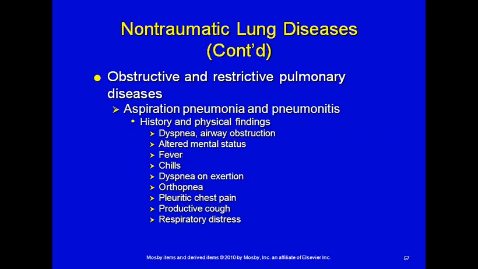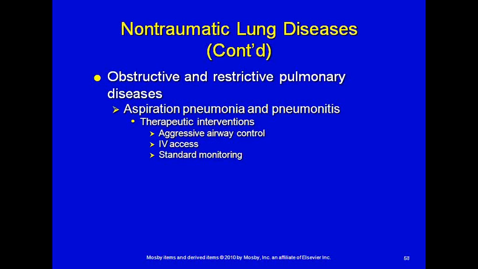The history and physical that you're going to see in patients with aspiration pneumonia and pneumonitis: they're going to be short of breath, have altered mental status, fever, chills, dyspnea on exertion, can't lie flat at night and breathe, their chest is going to hurt when they take a breath, their cough is going to be productive, they're going to be in respiratory distress, and treatment is all aimed at improving oxygenation and ventilation, as most of our respiratory problems are.